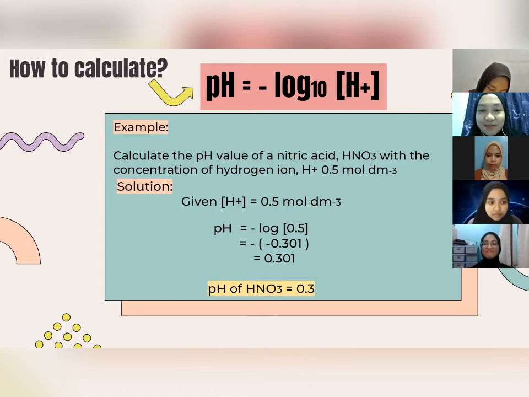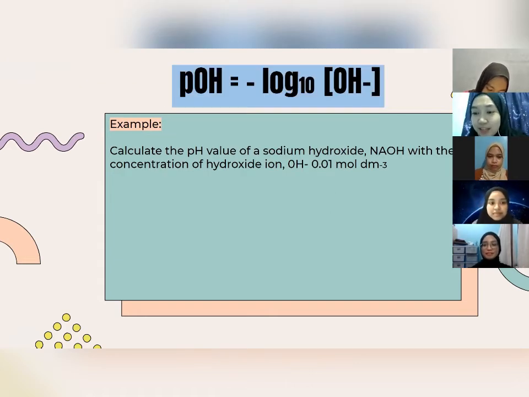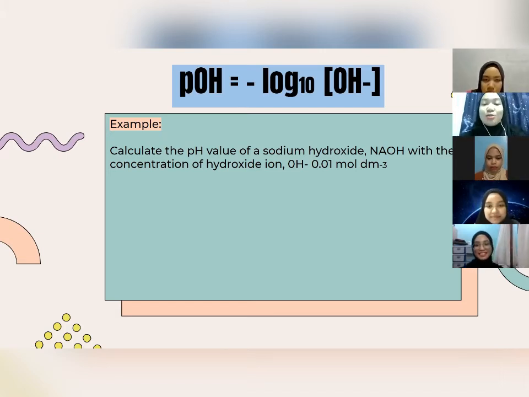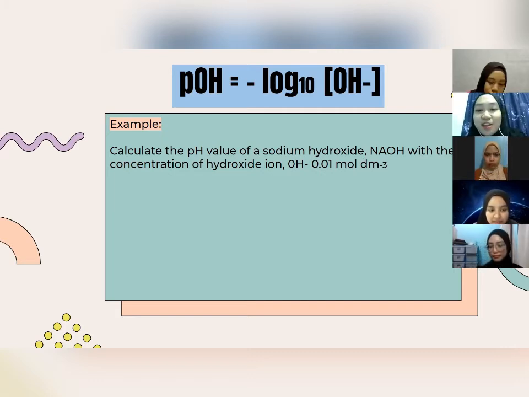Next. Any question? No question, teacher. All right. Next formula is pOH equals negative log to base 10 multiplied by the molarity of hydroxide ion. Just now it was pH, but now it is pOH. All right. The example. Jenny, can you read the question?